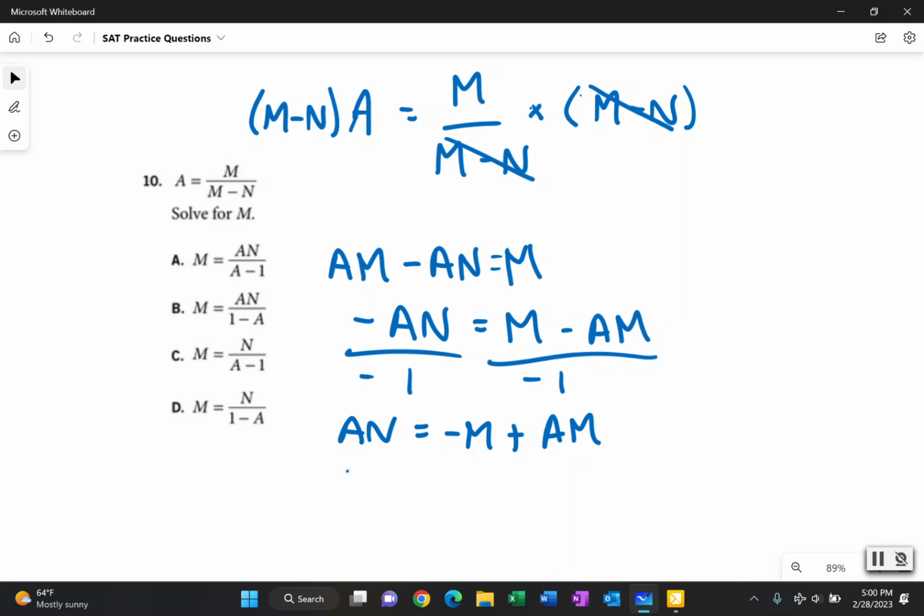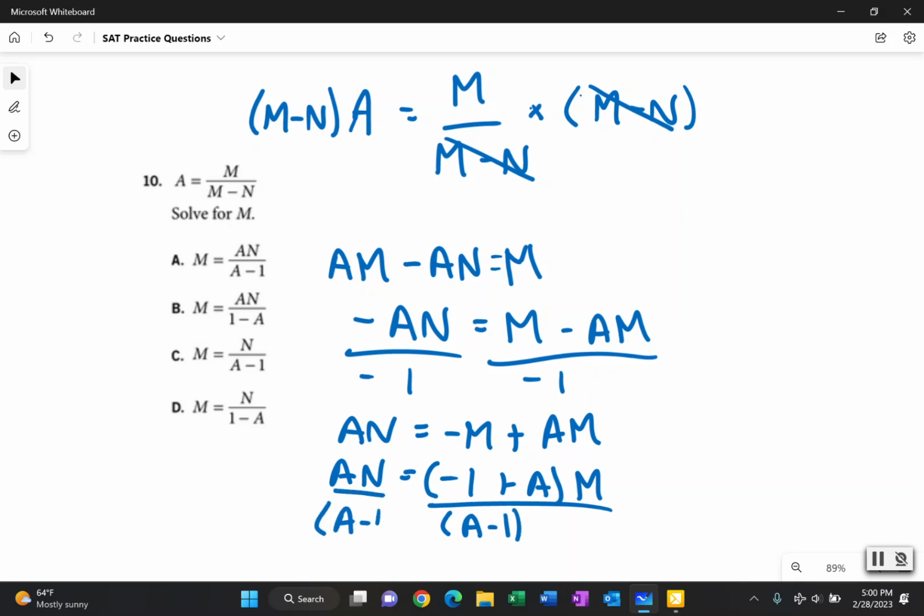So now we can actually factor out M. So that's going to be a negative 1 plus A times M. Perfect. And then we have M by itself, so we can rearrange this as A minus 1 here. And that's only because we have a negative 1 there and we're adding. So in the end, we are given M is equal to AN over A minus 1. All right, and is that any of our answers? Yes, it is. It is going to be A.